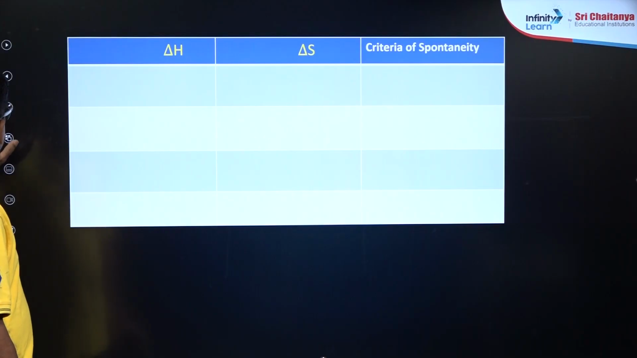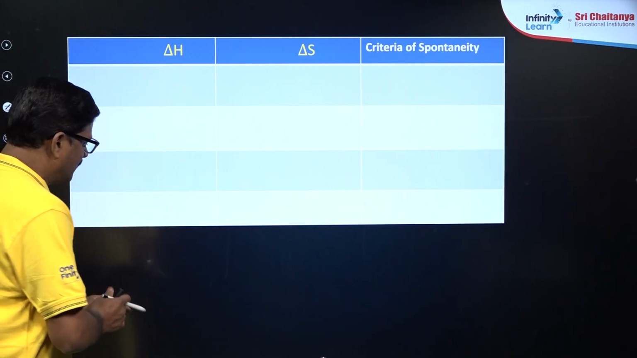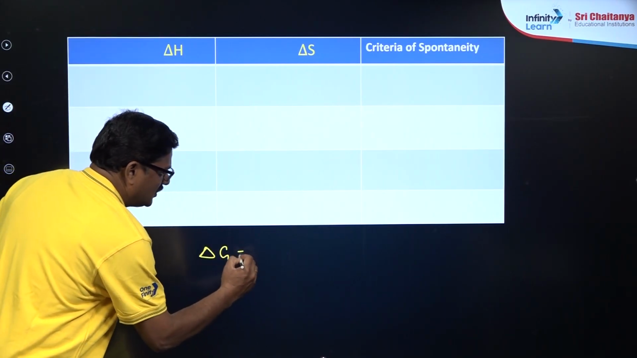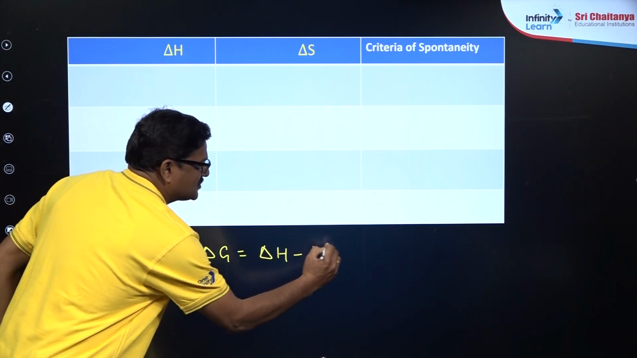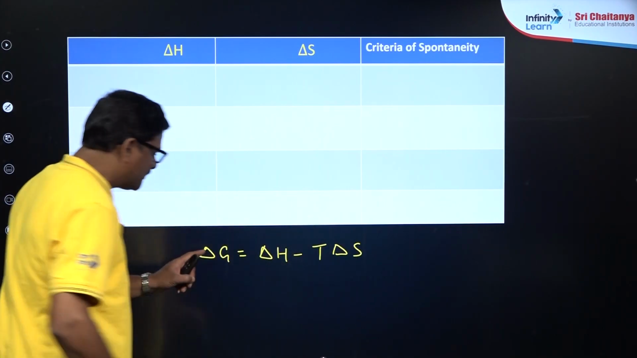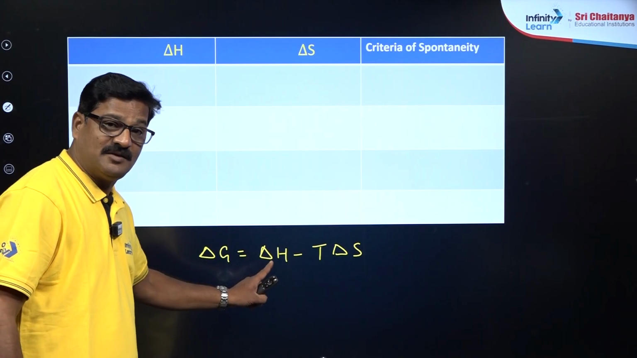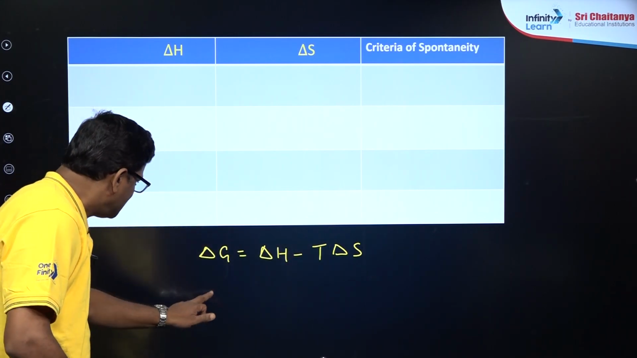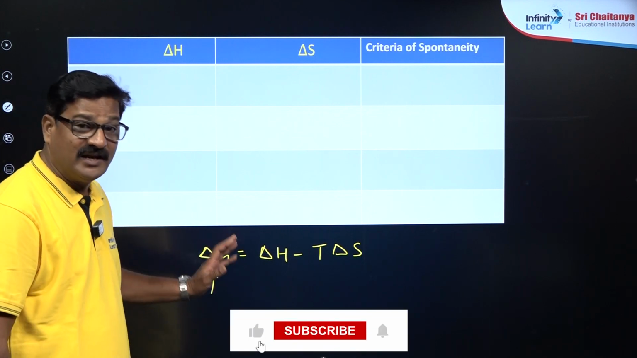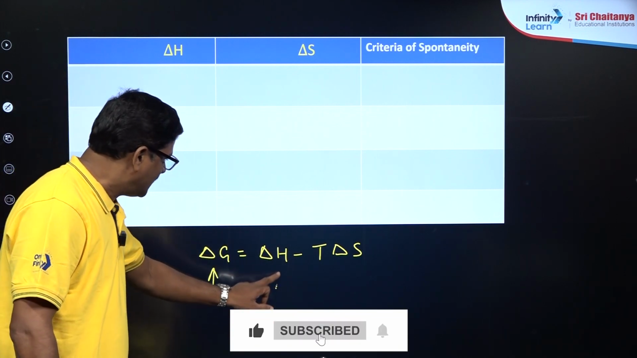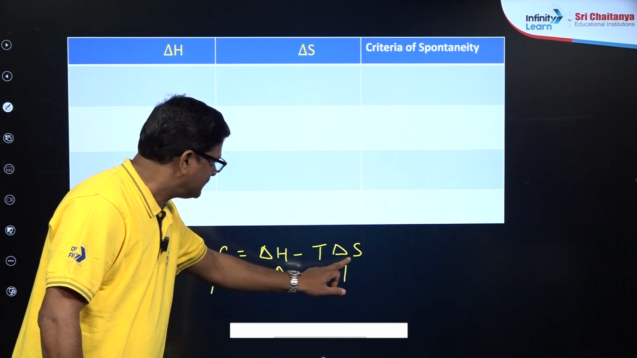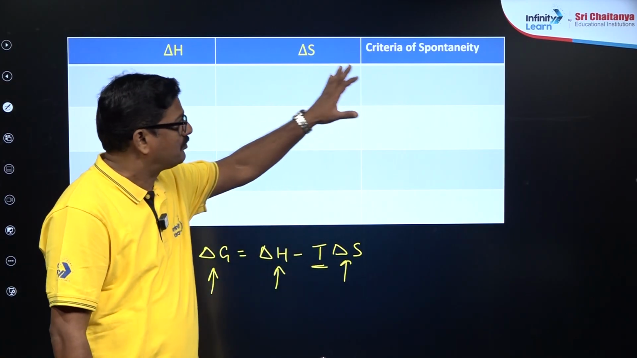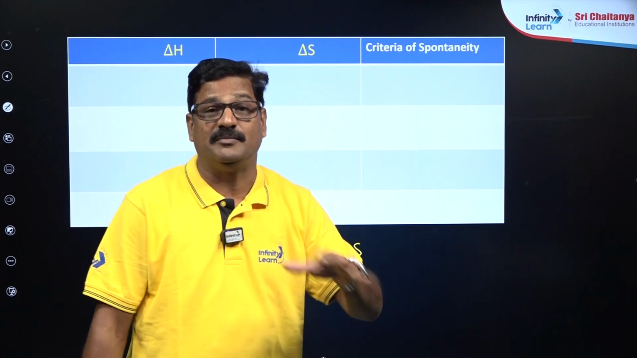From this we can see delta G is equal to delta H minus T delta S. Gibbs free energy change is equal to enthalpy change minus temperature times entropy change. Let us take this as the criteria of spontaneity, with this as a variable and this as a variable: at what temperature can the spontaneity be achieved?